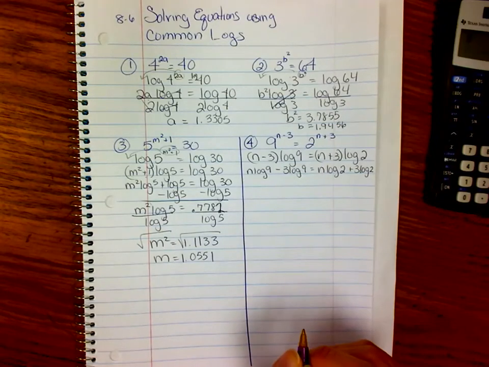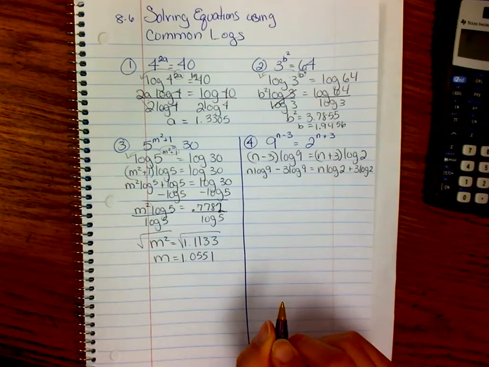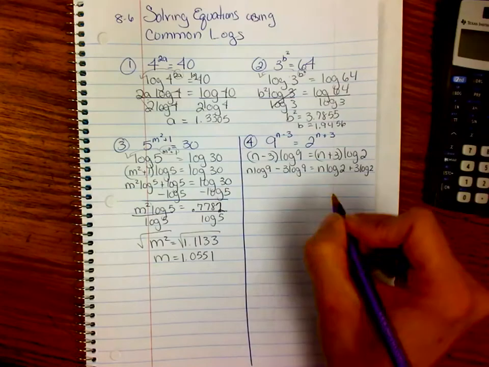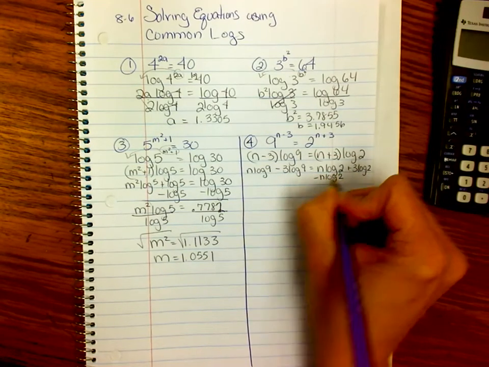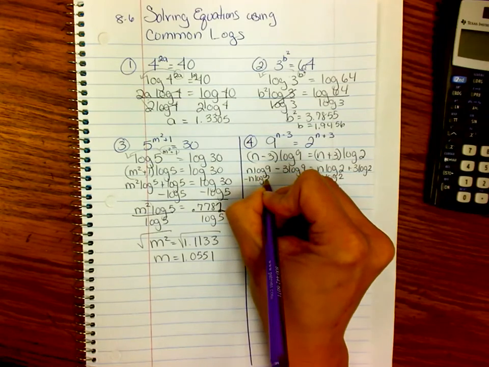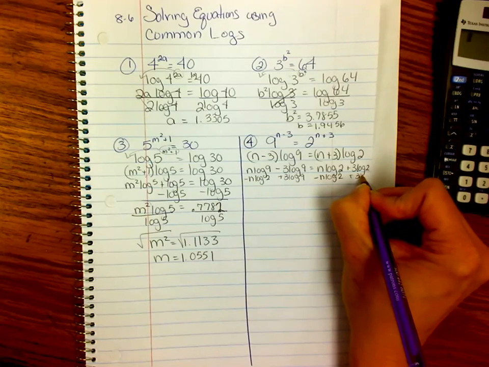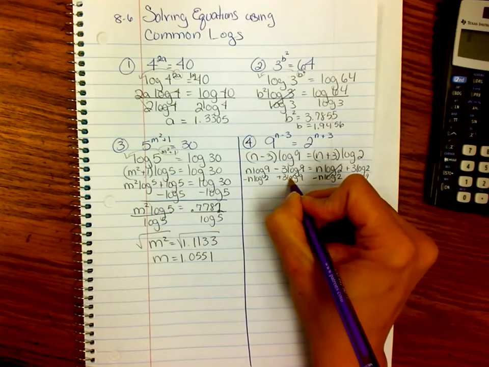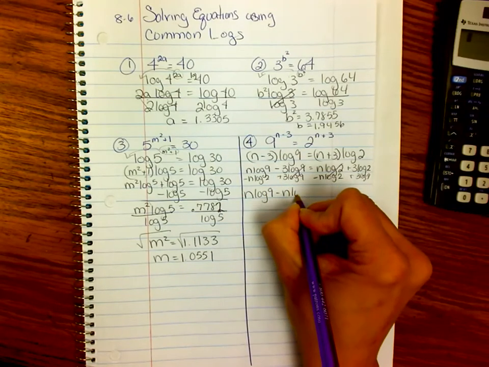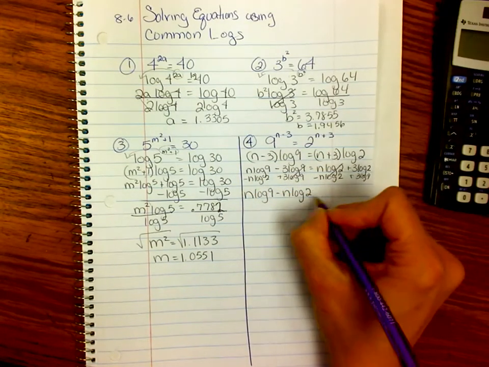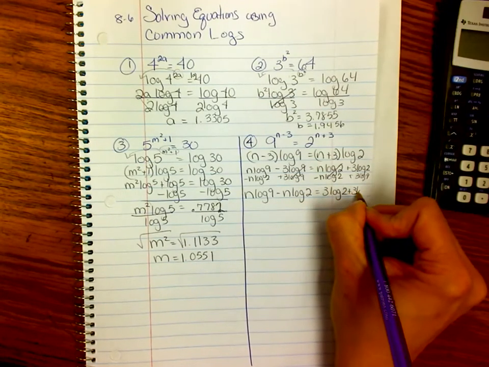So now I need to get all the n's on one side in order to solve for n, and then I need to get the terms that do not have n's in them on the other side. So I'm going to be minusing n log 2 from both sides, and I'm going to be adding 3 log 9 to both sides. So those cancel, and I get n log 9 minus n log 2 from these guys, and that's going to be equal to 3 log 2 plus 3 log 9.